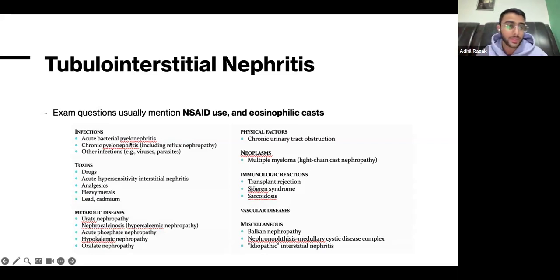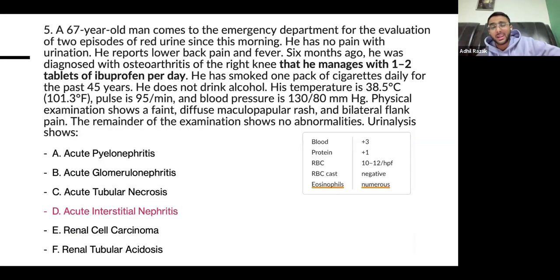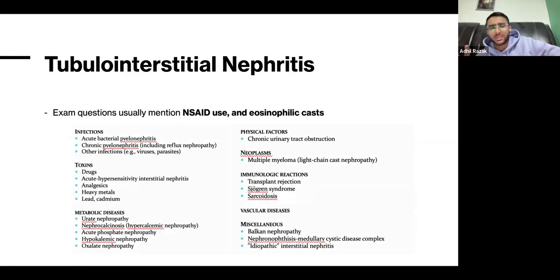So what could cause it? It could be infections such as acute bacterial pyelonephritis, toxins such as drugs, acute hypersensitivity interstitial nephritis, which is AIN, the general definition of it. There could be the use of analgesics over time, heavy metals, lead, cadmium, even metabolic diseases such as urate nephropathy, nephrocalcinosis, hypokalemic nephropathy, oxalate nephropathy, vascular diseases.